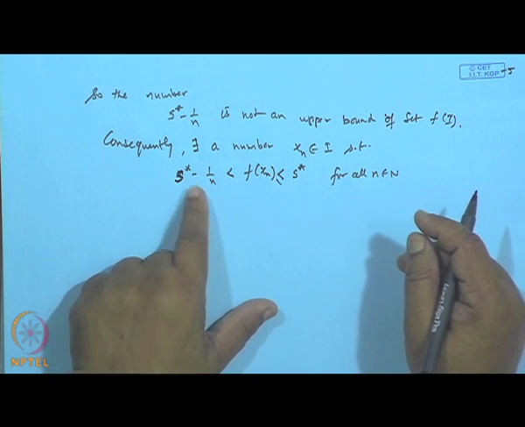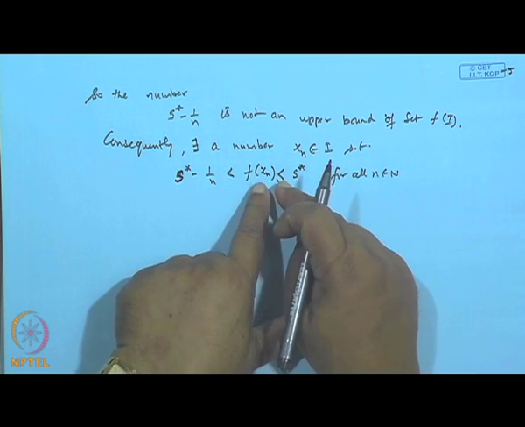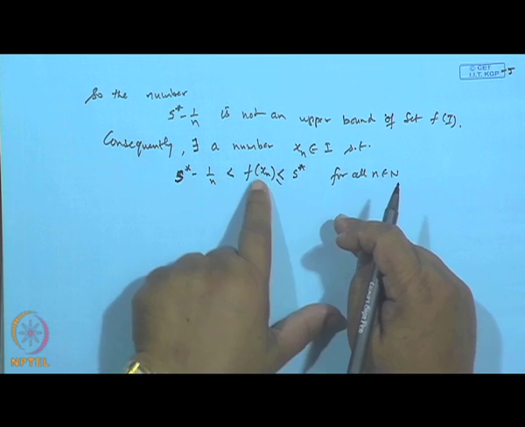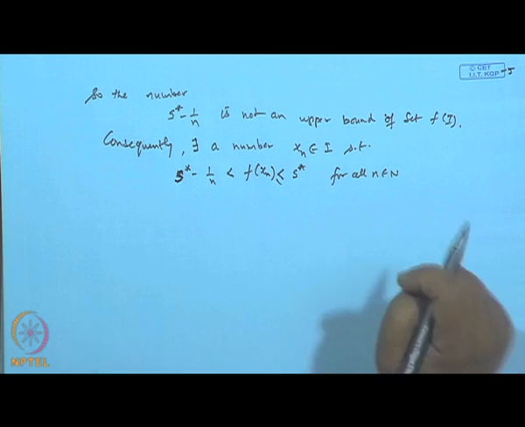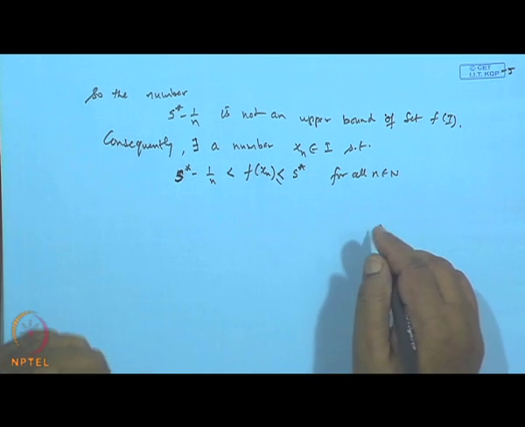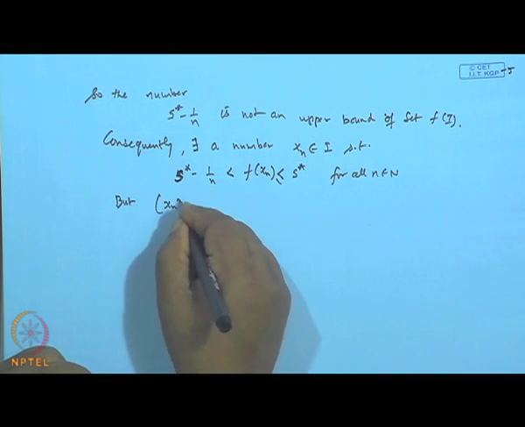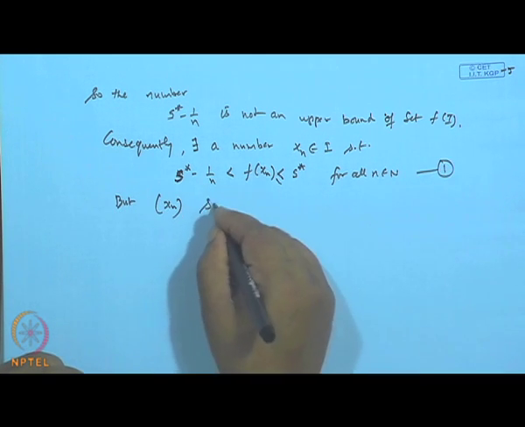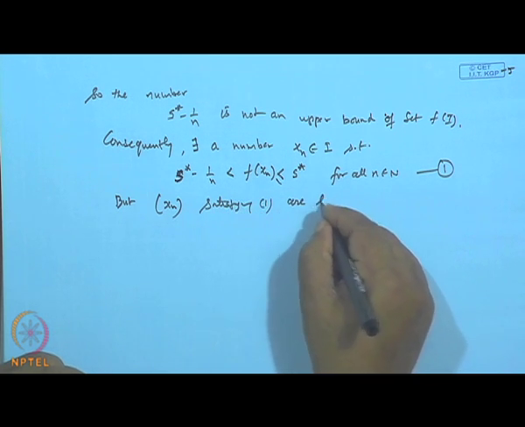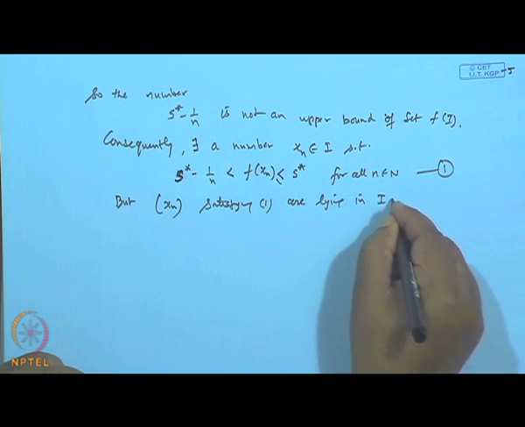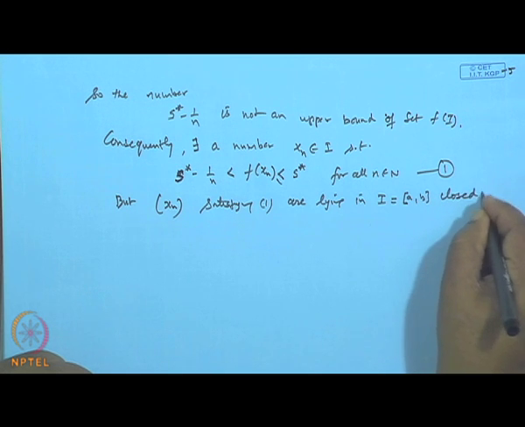So, when you take a number slightly lower than this, then we can find some number x_n in I, so that the functional value of x_n will exceed this number, and obviously it will remain less than or equal to this, because it is the least upper bound. Now, this sequence x_n is lying in the interval I, which is say [a, b], which is a closed and bounded interval.